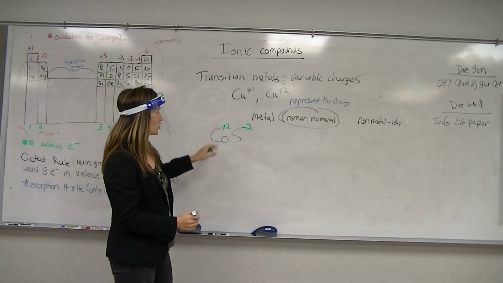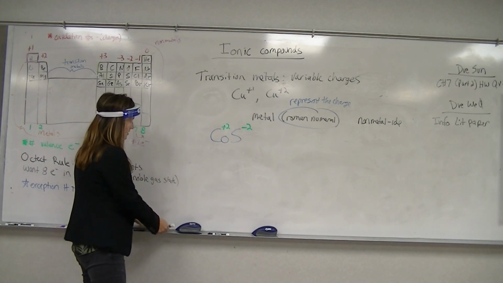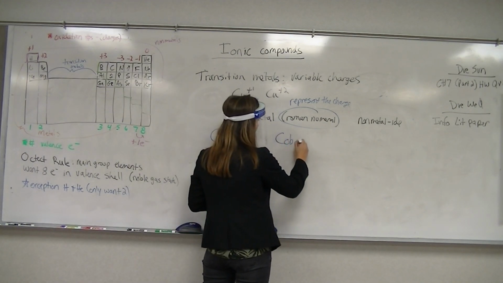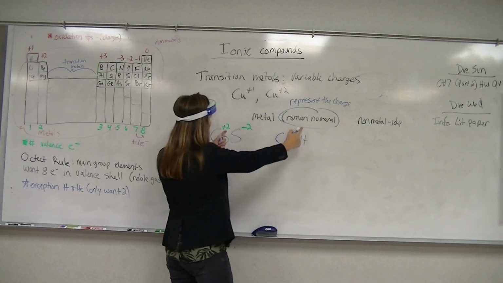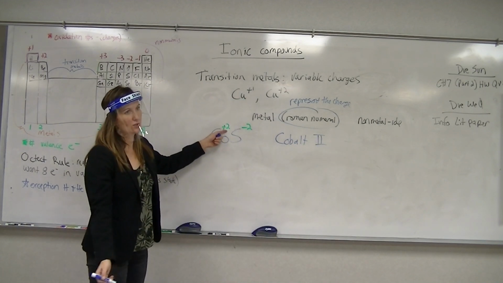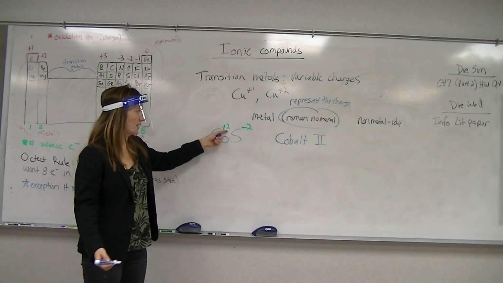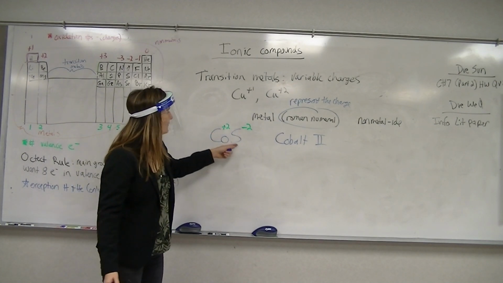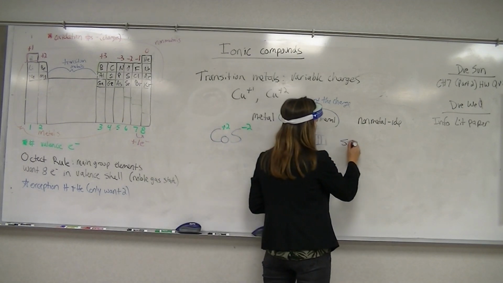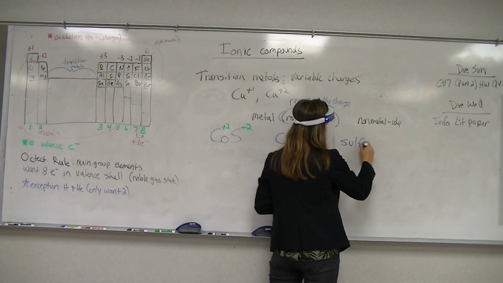So now that I know the charge, I can name it. And I'm just going to write cobalt with metal name, no prefixes, nothing fancy, but I will put a Roman numeral 2 after it because it's cobalt 2, not cobalt 1 or cobalt 5 or anything like that. Now sulfur, that's the nonmetal portion, so I'm going to change that and add an IDE ending to become sulfide.